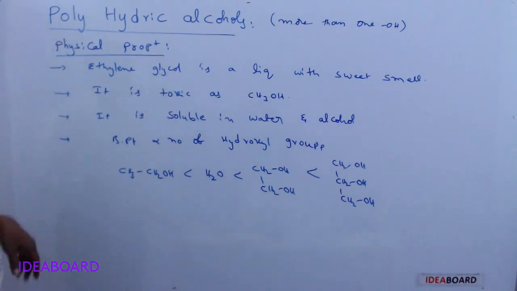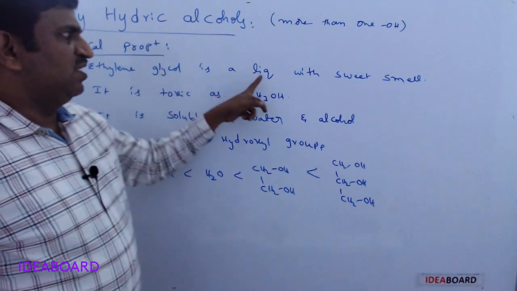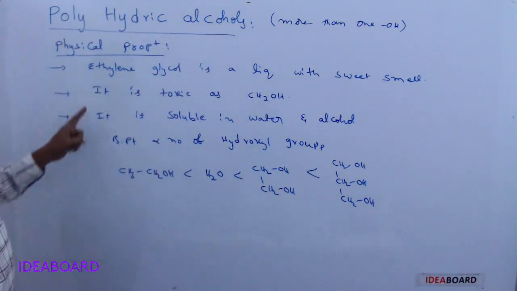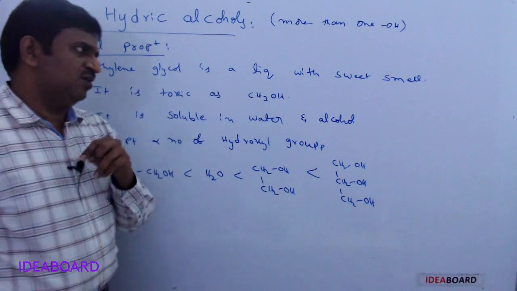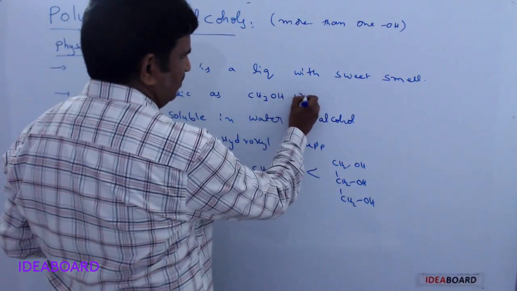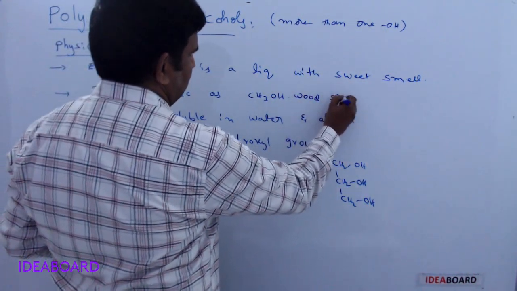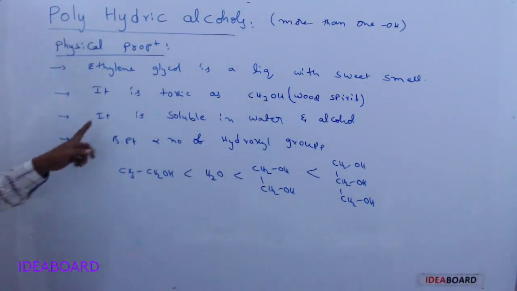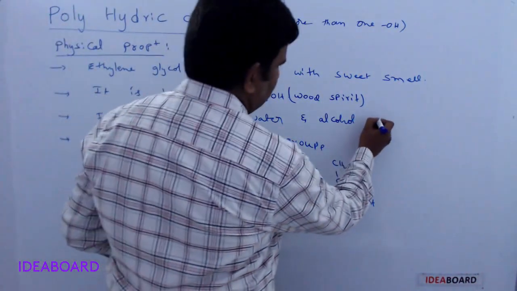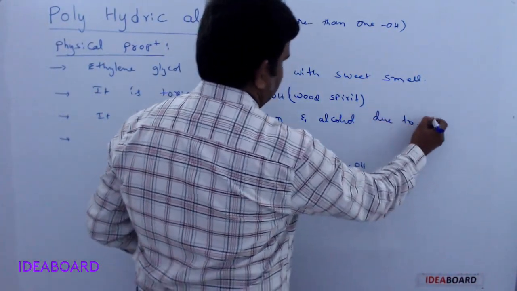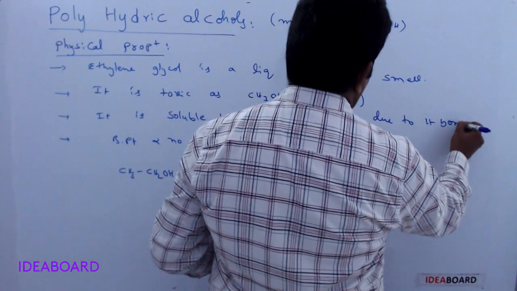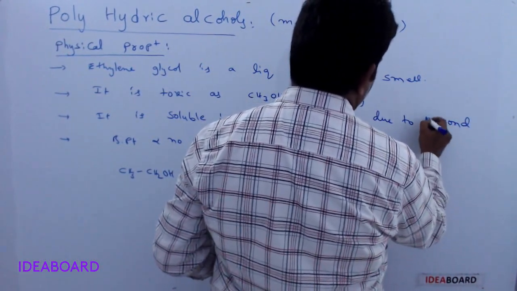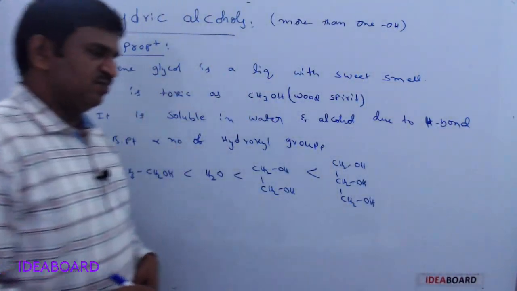Next, physical properties. Ethylene glycol is a liquid with a sweet smell. It is toxic. Methyl alcohol is also called wood spirit. It is soluble in water and alcohol due to hydrogen bonding, its hydrogen bond forming ability, which makes it highly soluble.